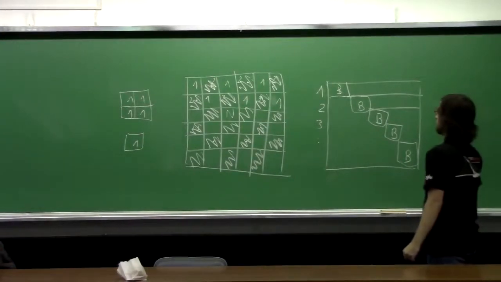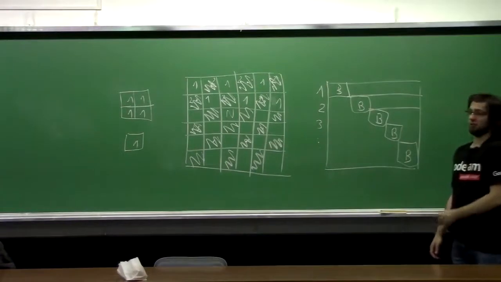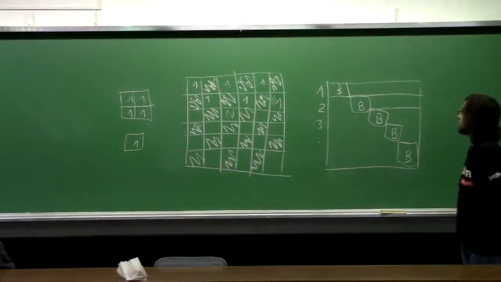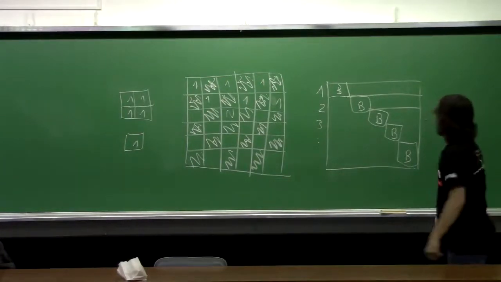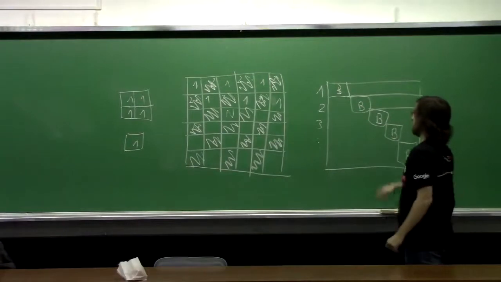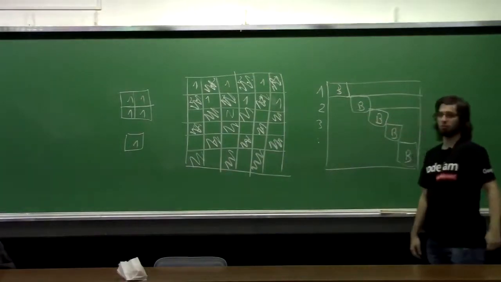And then it's clear that if 2 bishops are in squares where they attack each other, then they are on the same diagonal, but they are in different rows, so they have different teams.